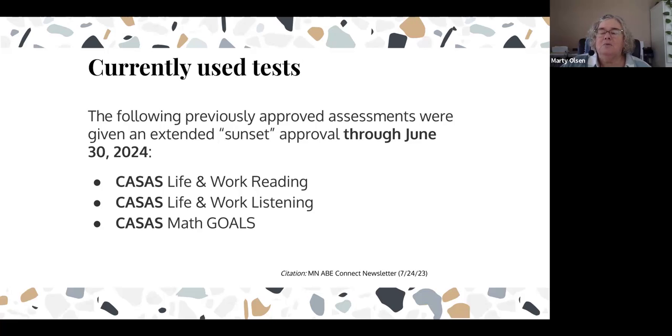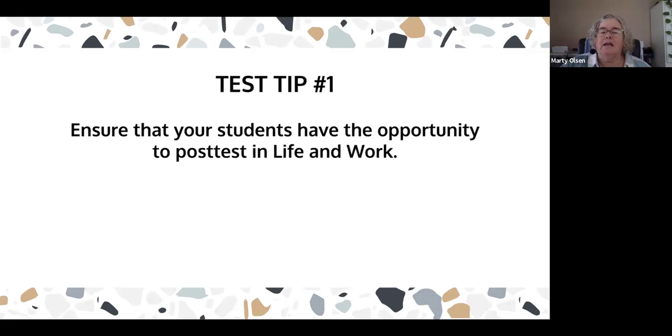And that leads us to our first tip on the next slide: make sure your students have the opportunity to do their post-testing. They can continue to garner hours since their previous pre-test in Life and Work. And if they get to that 40+ hours, make sure they get a post-test. It's important that we give them the opportunity because we've been teaching toward the goals on this test. So make sure they have a post-test. Next slide, please.